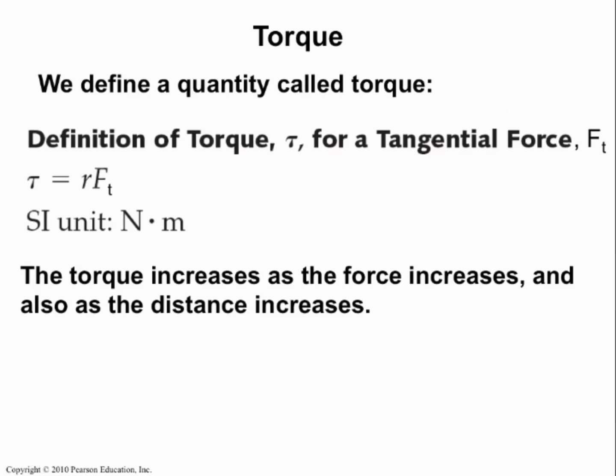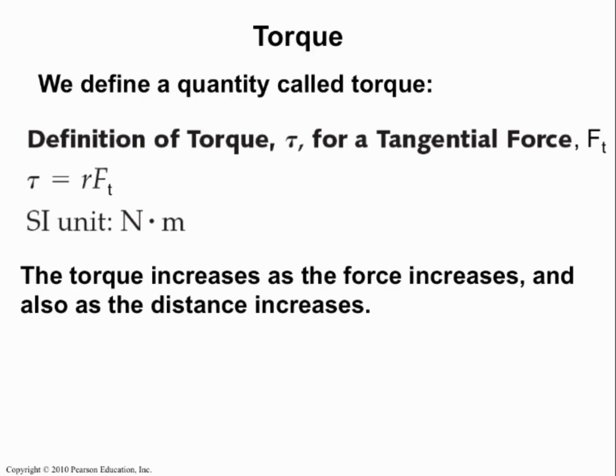So we define a quantity called torque. Definition of torque, or tau, for a tangential force Ft: tau equals r Ft. It's simply the distance times the force, or force times distance. The order doesn't matter. And the SI unit is Newton meter.